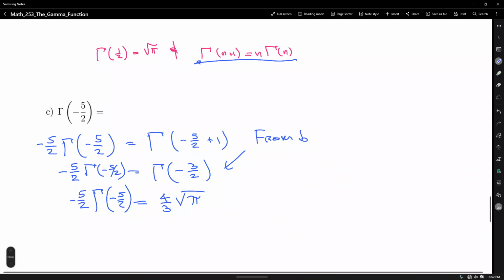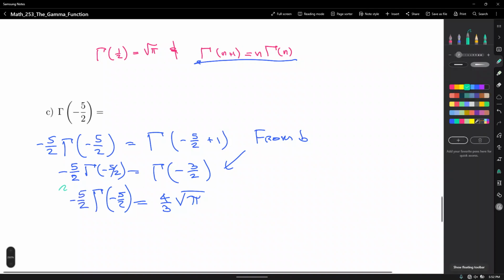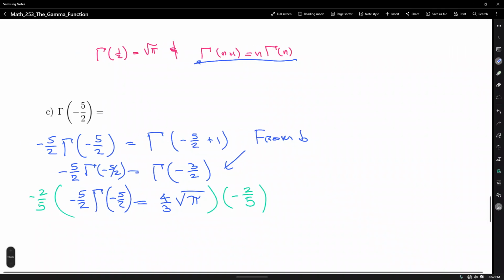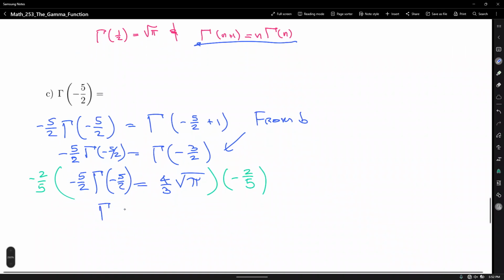And then I'm going to multiply both sides by negative 2/5. All right. So that's going to give us gamma of negative 5 halves equals negative this time. 2 times 4 is 8. 5 times 3, that's 15 root of pi.